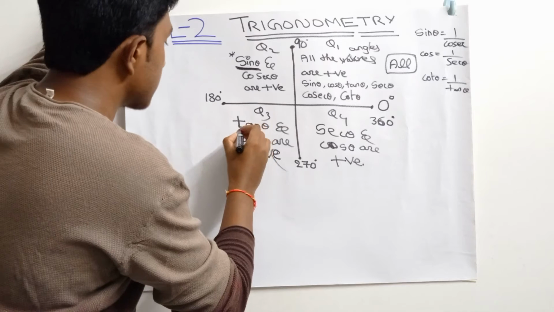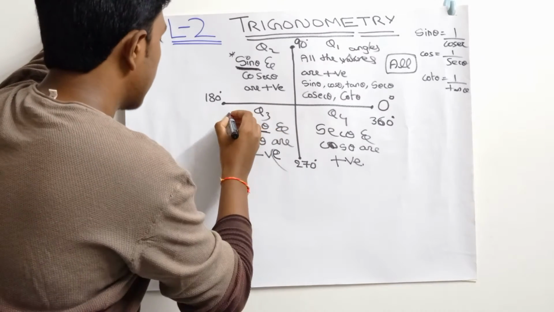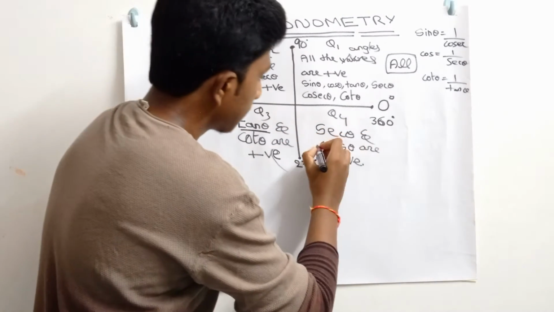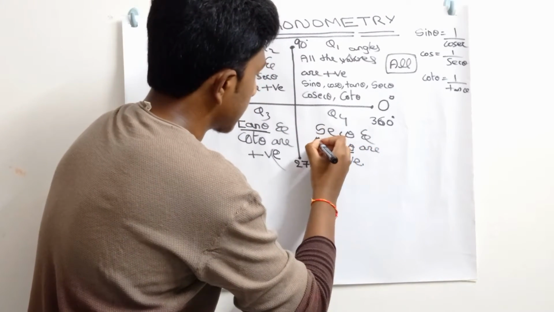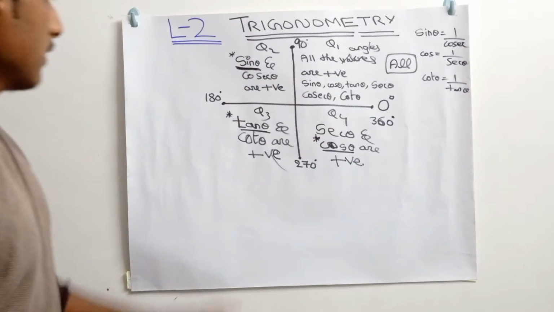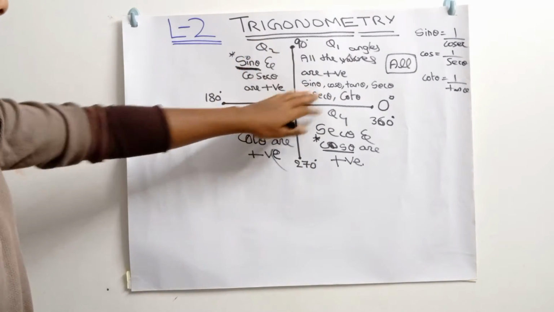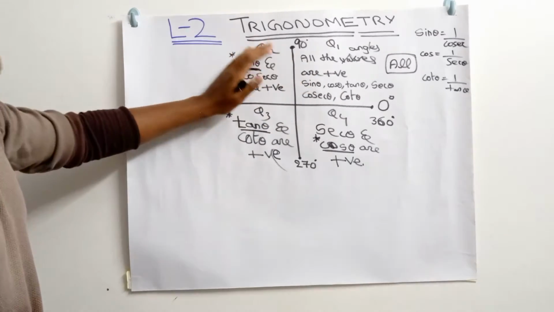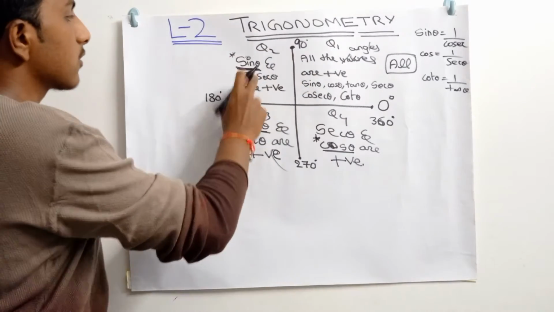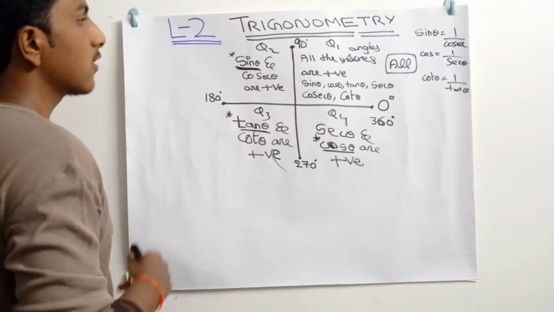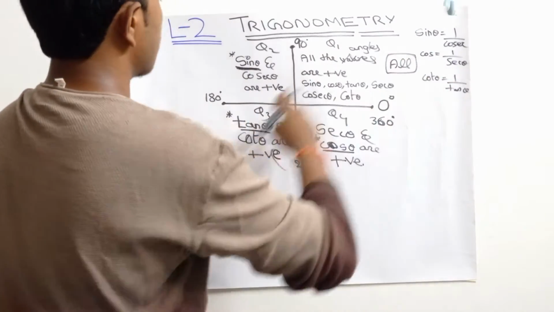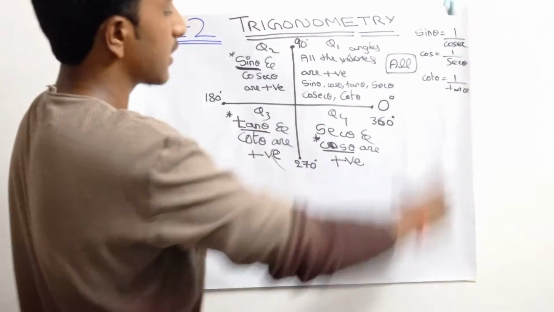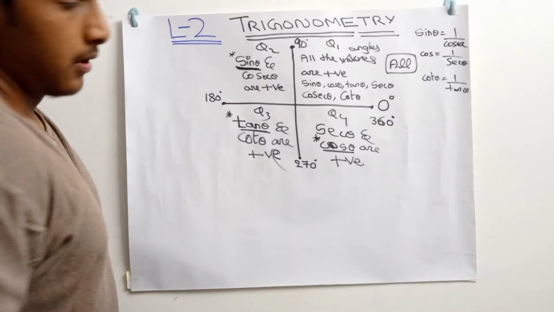Here sin theta is positive, tan theta, cos theta. In the first quadrant all are positive. In the second quadrant, sin theta and its inverse, sin theta and cosecant theta both are positive. In the third quadrant, tan theta and its inverse cot theta are positive. In the fourth quadrant, cos theta and its inverse secant theta are also positive. Did you guys get it?